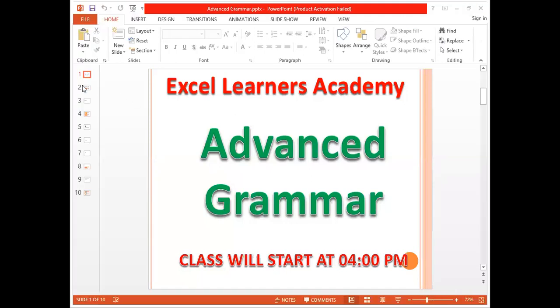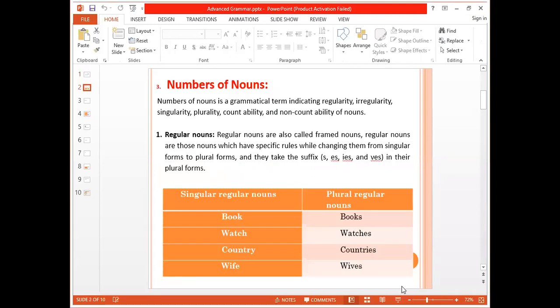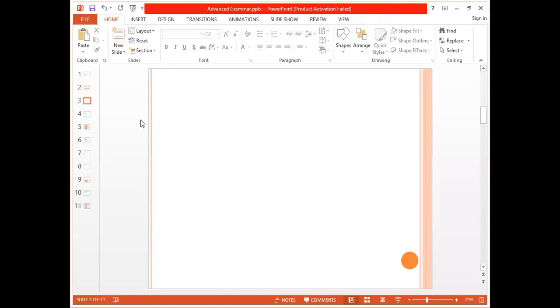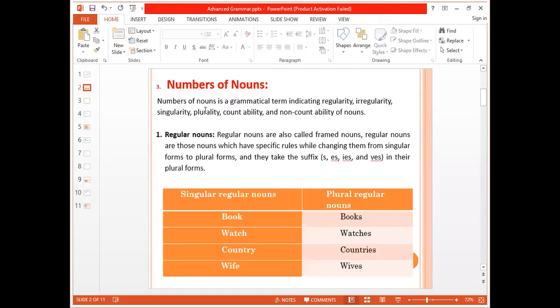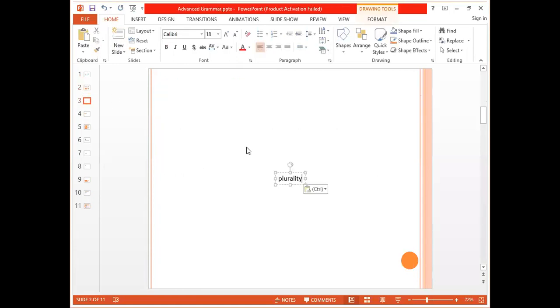In numbers of noun, let's first of all explain what numbers of noun really are. If you remember, I told you previously that noun has roots. Clear? Noun has what? Noun has roots. And how many roots did I tell you? Let me write down here that it has 4 roots. Clear? How many roots? 4 roots.